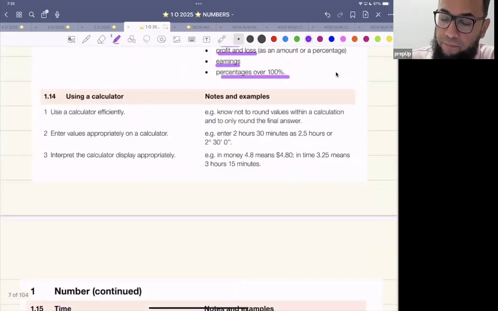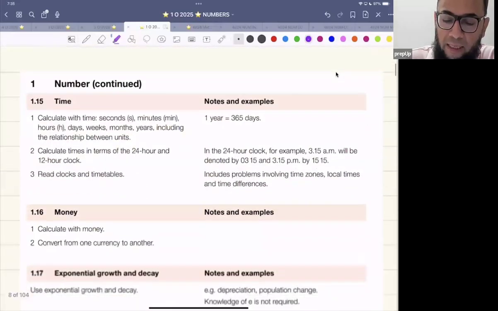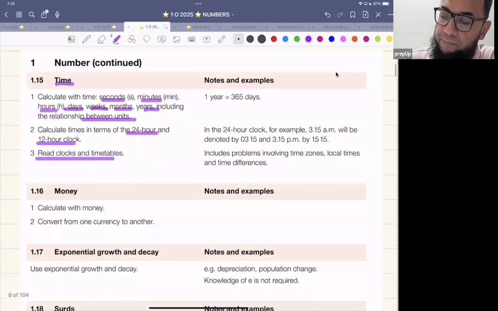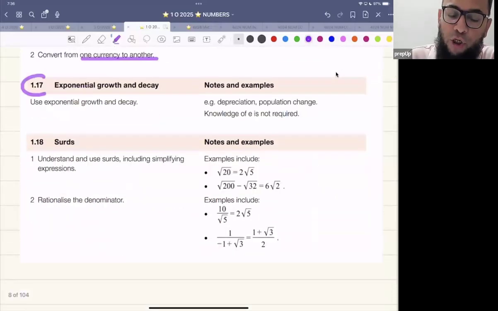Using a calculator, enter values appropriately, interpret the calculator display. I mean, that is something basic, but that's how it is. Time: conversion of seconds, minutes, hours, days, weeks, months, years, including the relationship between units, the 24-hour clock and the 12-hour clock, read clocks and timetables, different time zones. Money: calculate with money, currency conversion from one to the other, exponential growth and decay.